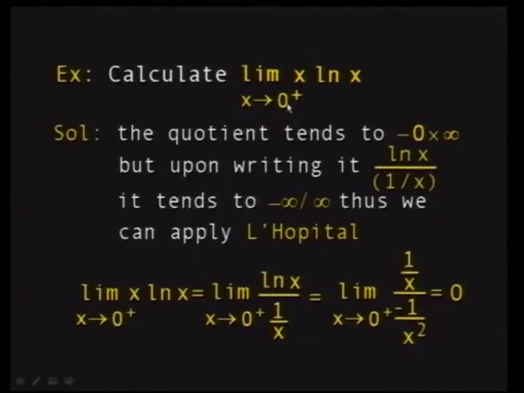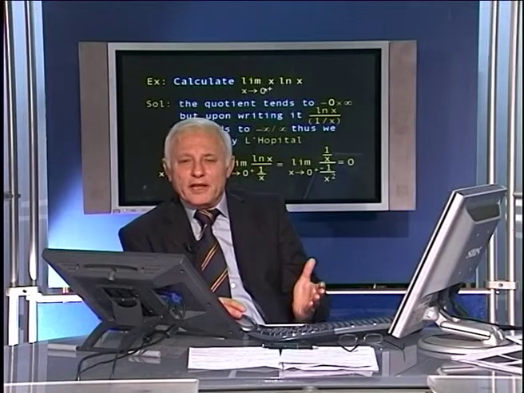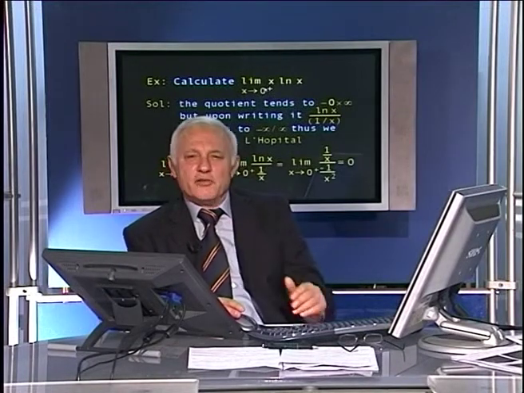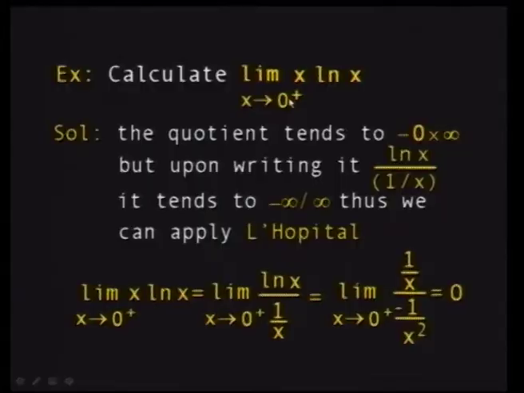Calculate the limit when x tends to 0 from the right hand side. Why? Because we know that the domain of the logarithm is all values of x greater than 0, so you have to take the limit from the right hand side. Now the quotient here tends to 0 when x tends to 0, and ln x when x tends to 0 plus is minus infinity, so you get an expression 0 times infinity.